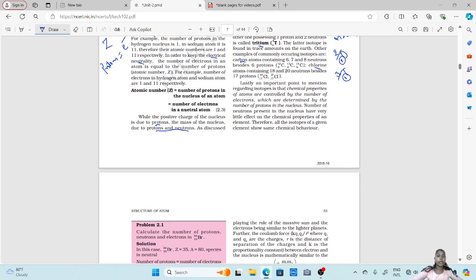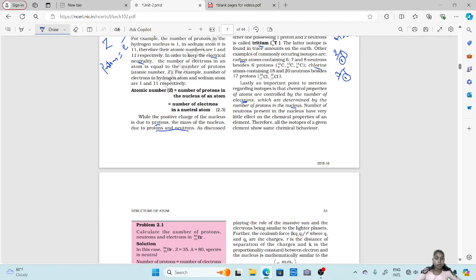Lastly, an important point regarding isotopes is that the chemical properties of atoms are controlled by the number of electrons, which is determined by the number of protons in the nucleus. To identify how many electrons there are, we should know how many protons there are, because the number of protons equals the number of electrons. So we have to determine the number of protons in the nucleus first.